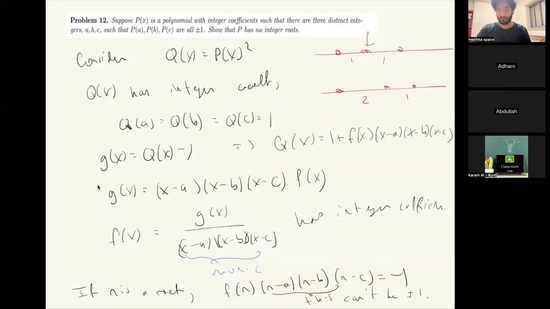Does it make sense? Do you guys want to go over the details of that? Yes, because the absolute value of n minus a times n minus b times n minus c could not be 1. Well, it can be 1, but then all of them would have to be 1, and that's just not possible because they're distinct. So you can have one be 1, another be minus 1, and the third one would have to conflict.